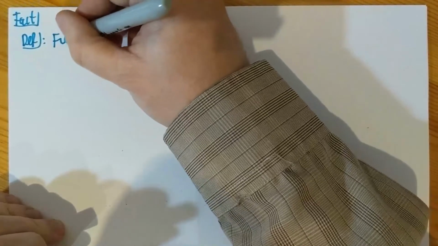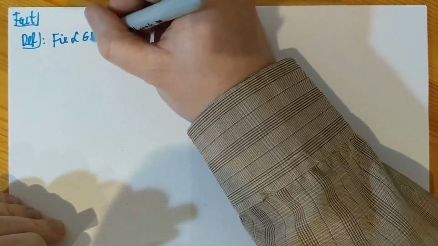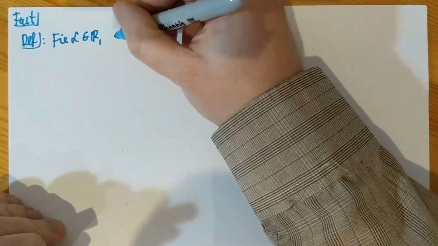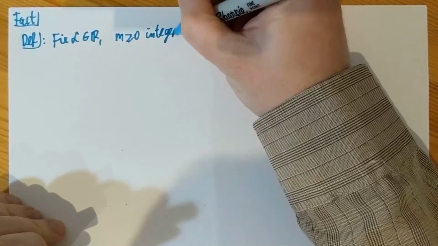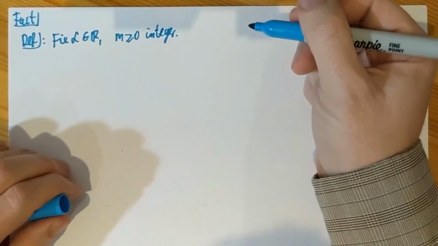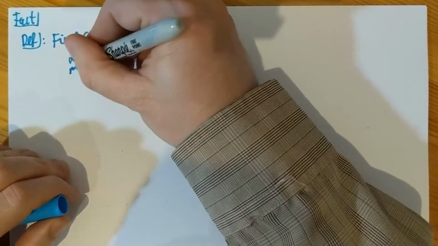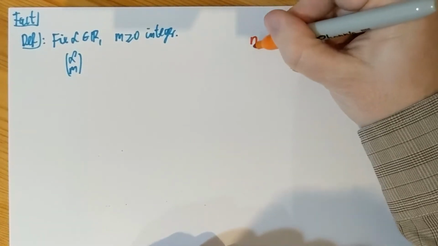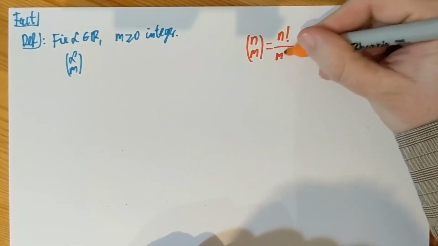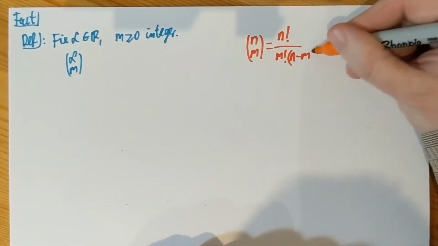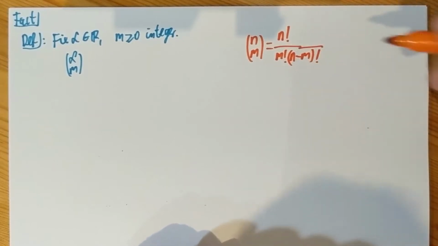Fix any real number alpha and a positive integer m. I'm going to define the binomial coefficient alpha choose m for this scenario. Okay? And here's how I'm going to do this. So what is n choose m? N choose m is n factorial over m factorial times n minus m factorial, if everybody is a positive integer.